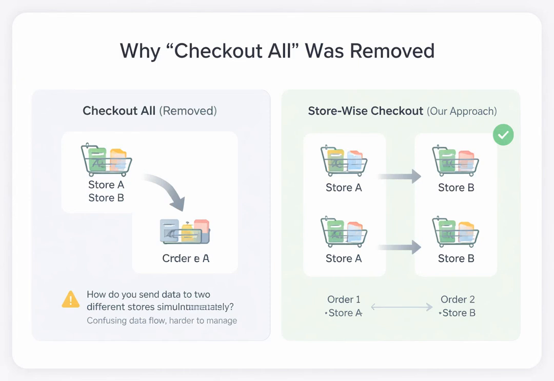Here's the core problem with Checkout All. Imagine a user has items from 2 different stores in their cart. If they hit Checkout All, you now have to send order data to store A and store B at the same time, as separate entities. Each store needs its own order record. The data flow becomes complicated, and it's easy to get confused about which items belong to which store. It's technically possible, but it makes the system significantly more complex. So the decision was made to remove it entirely and go with a store-wise checkout approach instead.